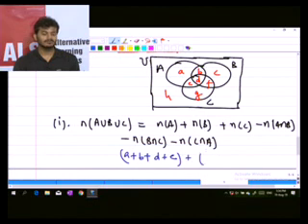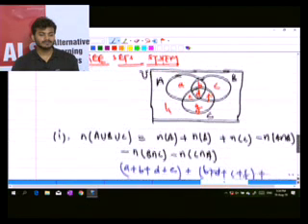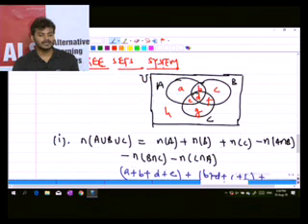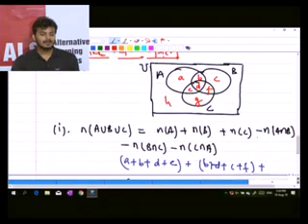Now what is n of B? n of B would be B plus D plus C plus F, right? Now next, what is n of C? n of C would be E plus D plus G plus F, right? This is n of A plus n of B plus n of C, minus A intersection B. Now what is A intersection B? A intersection B is nothing but this part, which is B plus D. Minus B intersection C. B intersection C would be D plus F.